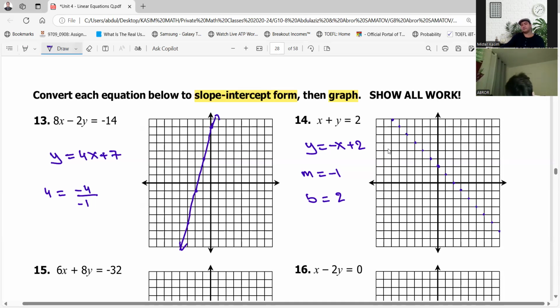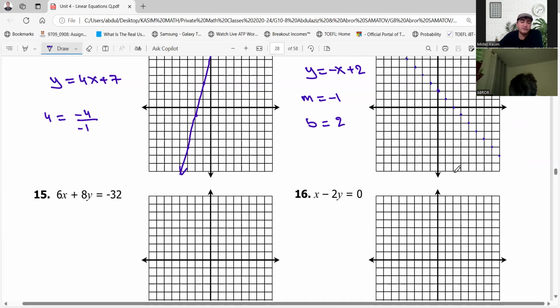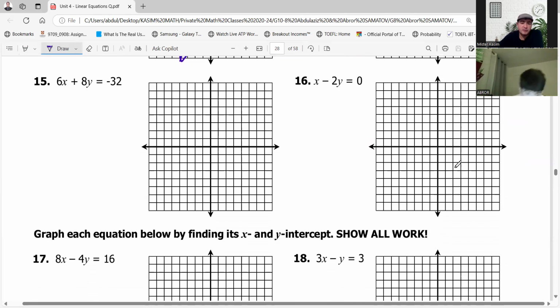Okay, Abror. Is it okay? Okay, Abror, now do question 15. Convert this equation to slope-intercept form, then we will graph it together.